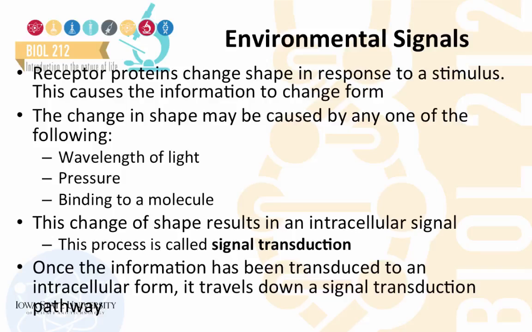In response to environmental signals, receptor proteins change shape, which causes the information to change form. The change in shape may be caused by any one of the following: wavelength of light, pressure, or binding to a molecule. This change of shape in receptor proteins results in an intracellular signal that is transduced to the inside of the cell. This process of signal transduction is similar to the one that occurs in animals. Once the information has been transduced to an intracellular form, it travels down a signal transduction pathway, which then elicits a response to the incoming signal.